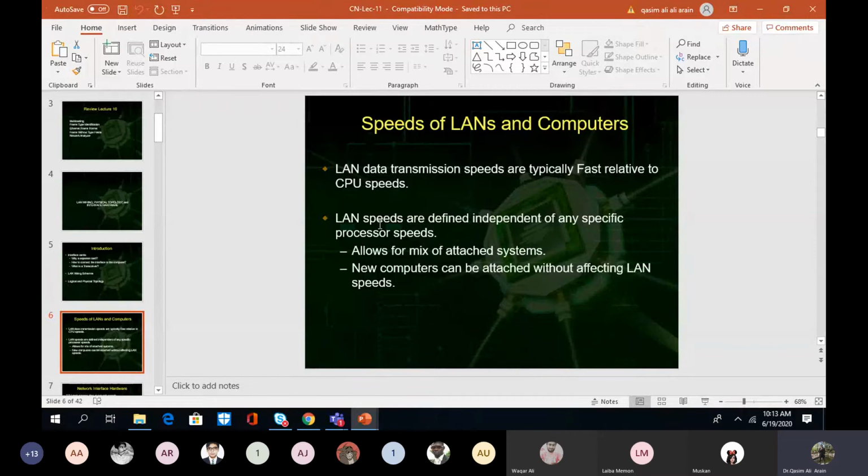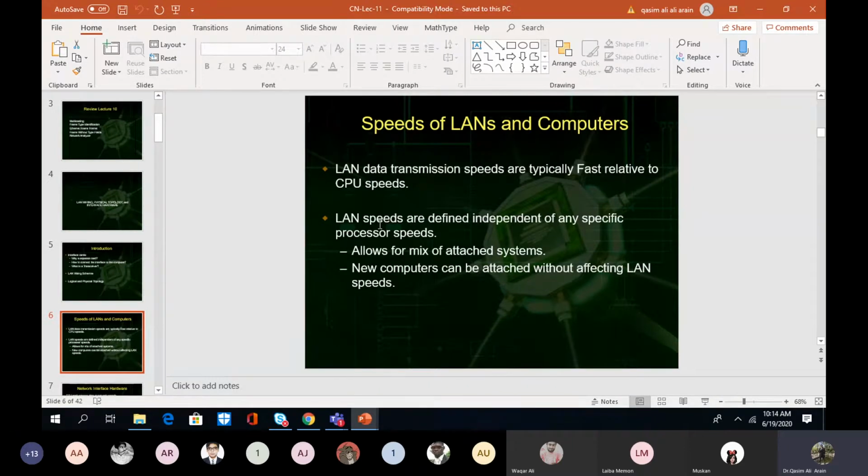Now see, LAN data transmission speeds are typically faster relative to the CPU speeds. LAN speeds are defined independent of any specific processor speeds, which allows for mixed attached systems. New computers can be attached without affecting LAN speeds.